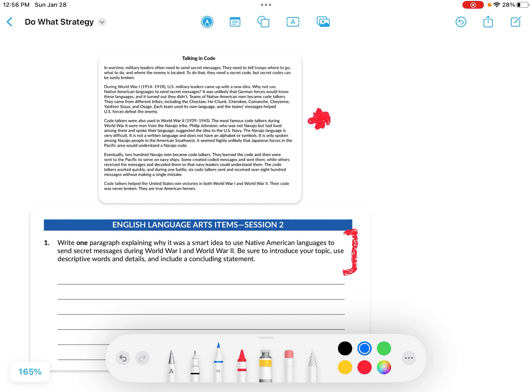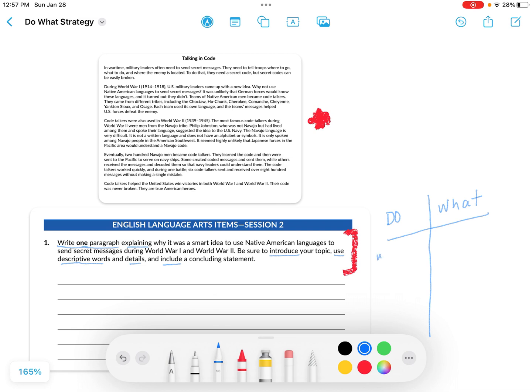So in this case, the first thing students have to do is write 1 paragraph. They have to explain why it was a smart idea to use Native American languages to send secret messages during World War I and World War II. They have to introduce their topic, use descriptive words and details, and also include a concluding statement. So students might annotate those things that they have to do, and then they can make a quick Do What chart on a scratch piece of paper where they are writing, a lot of times I say Jot Talk or Cave Person notes, just to get the main steps that they have to do.